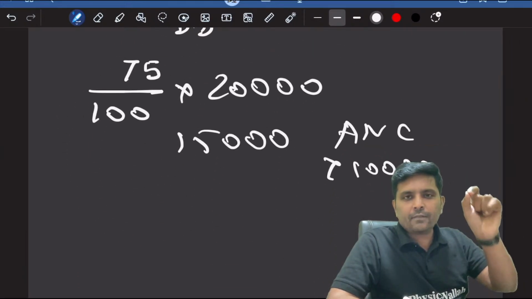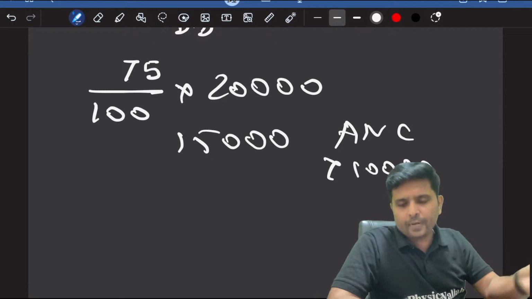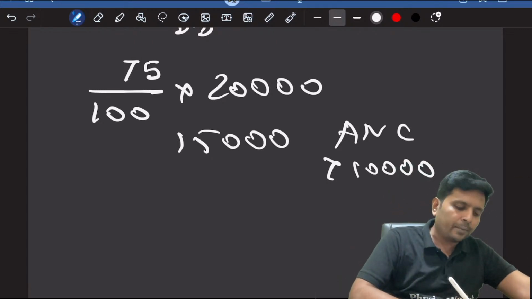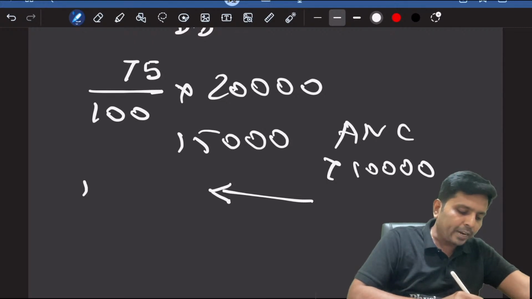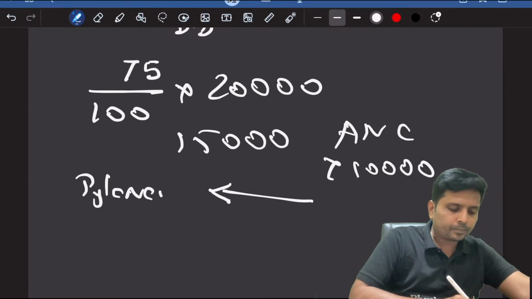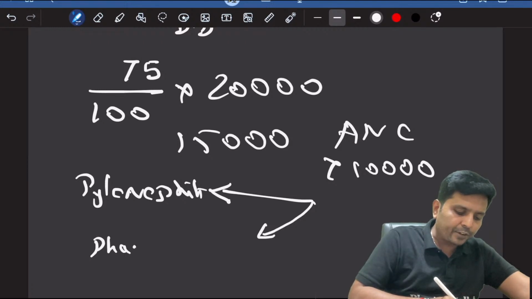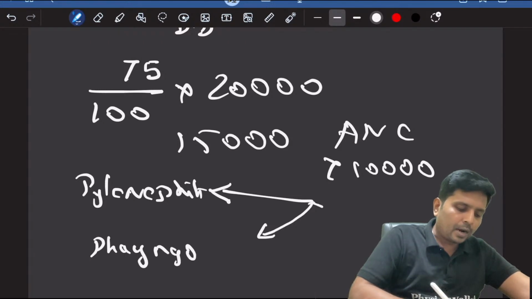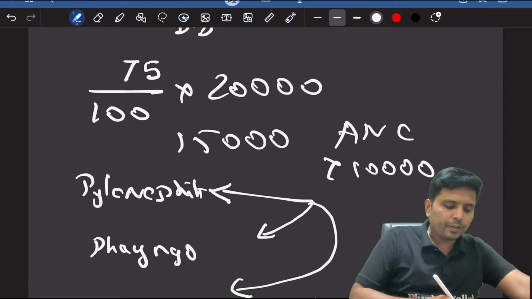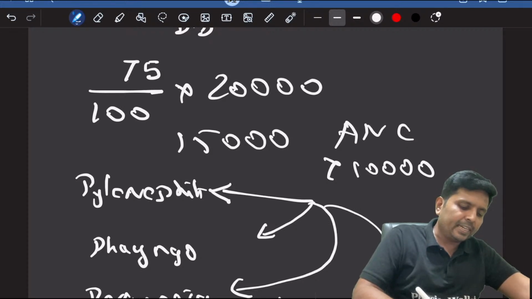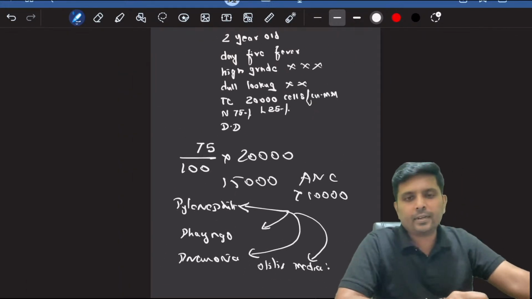Here you can apply the rule of absolute neutrophilia. So in a case of a dull looking, toxic child, not playful, an absolute neutrophil count of more than 10,000 might be due to pyelonephritis, might be due to pharyngitis, pharyngotonsillitis, or it might be due to pneumonia, or it can be due to otitis media. All are bacterial in etiology.